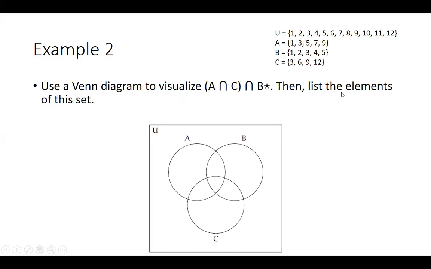Example 2, same sets. This time we're going to use a Venn diagram to visualize the intersection of A and C intersected with the complement of B. So things that are in A and C intersecting with all of the things that are not in B, but are in the universe.